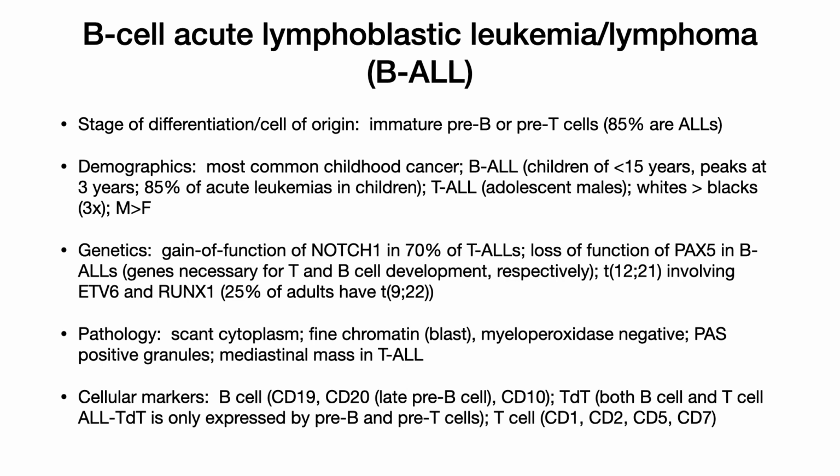Genetics in T cell ALLs, about 70% of them have a gain of function NOTCH1. In B-ALLs, they have a loss of function of PAX5, and they have a translocation (12;21) that involves ETV6 and RUNX1. So I think that's an important one to know because it's actually associated with good prognosis.